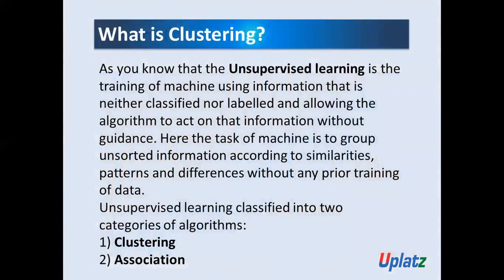As you know, unsupervised learning is the training of the machine using information that is neither classified nor labeled, allowing the algorithm to act on that information without guidance. Here the task of the machine is to group the unsorted information according to similarities, patterns and differences without any prior training of data. I hope you remember this one. We have also seen the theory about unsupervised learning. Unsupervised learning is classified into 2 categories of algorithm: the first is clustering, the second is association. So we are going to focus on clustering.